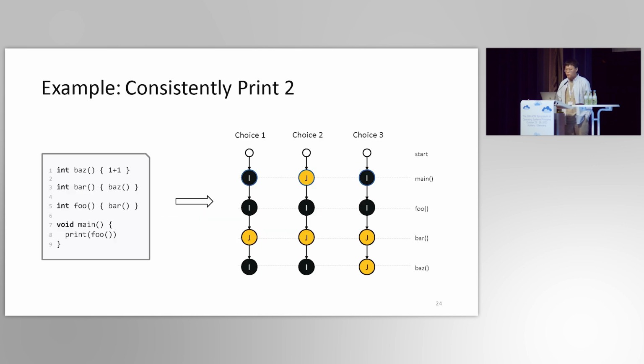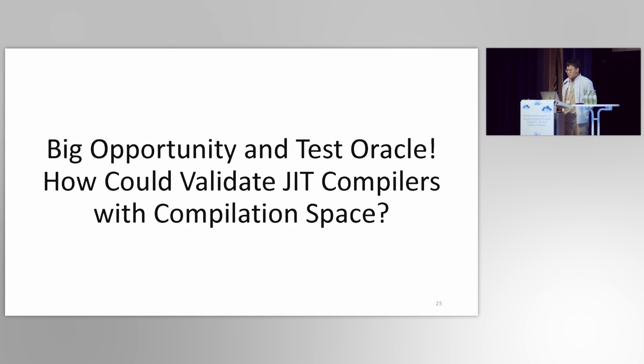Let's take an example. No matter how we interpret or compile the methods main, foo, bar, or baz, the program should consistently print 2, because we have 1 plus 1 in baz, right? So, with such a big opportunity and this test oracle, how could we validate JIT compilers with the compilation space?